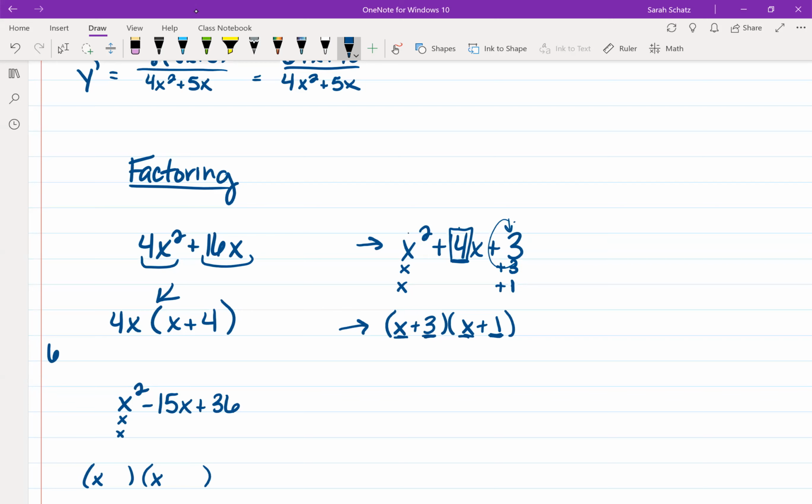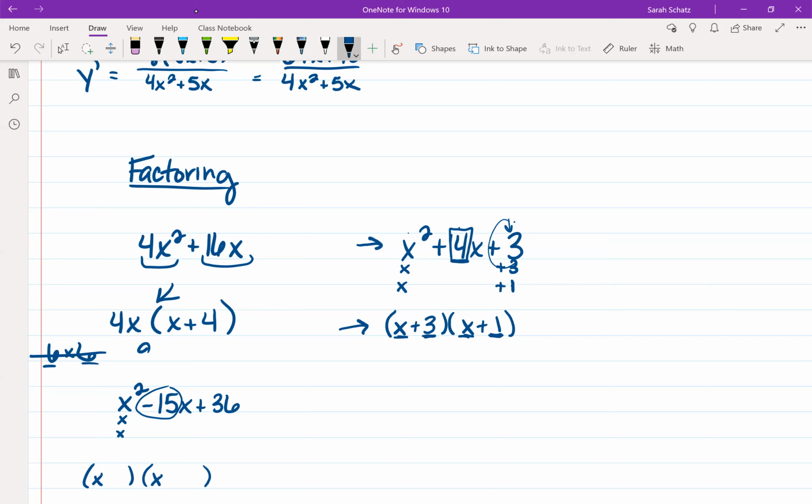You guys, 6 times 6 is 36. I could use that, but you guys remember what my goal is. I'm looking in this case for a negative 15. 6 plus 6 is 12. If I subtracted them, 6 minus 6 is 0. You guys, there's no way to combine 6 and 6 with add or subtract that's going to get me a 15. So not 6 times 6.